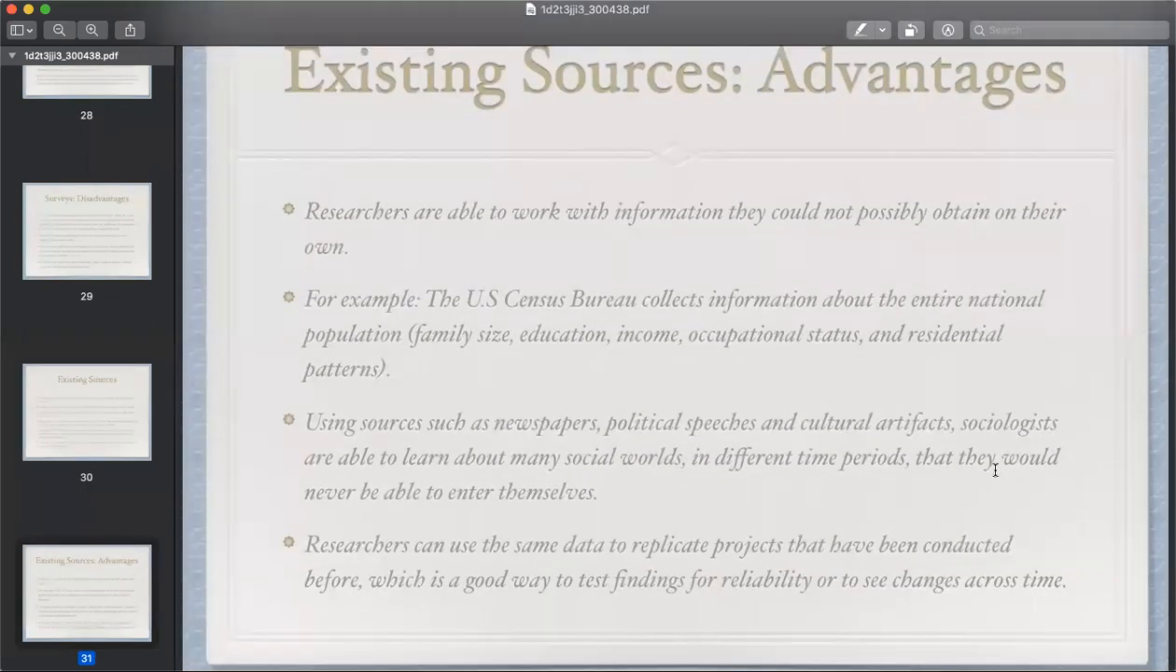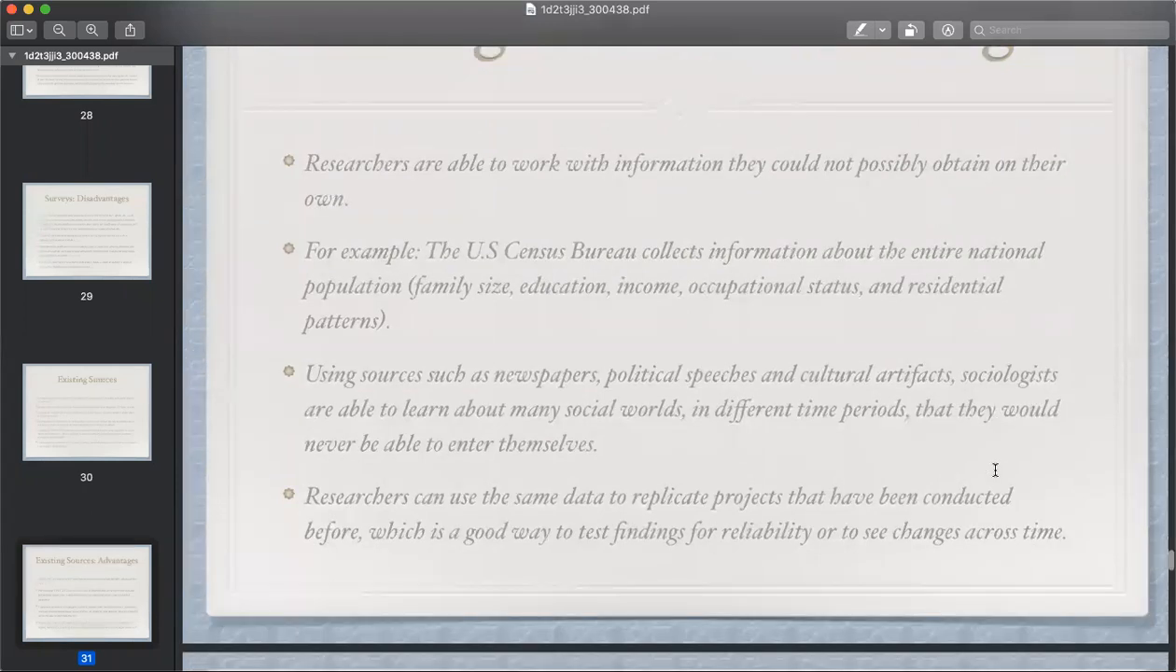The advantages are, well, as I mentioned before, it's unobtrusive. Right? At times, it's impossible to gather information about things that happened 150 years ago or things that happened 50 years ago. So existing sources provide us that window of opportunity. We can use the US Census Bureau, for example, to gain information about family size, about educational attainment, about occupational status, about residential patterns, data that would be nearly impossible for all of us to gather because it would be too time consuming and way too expensive.